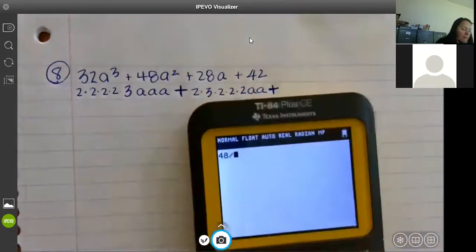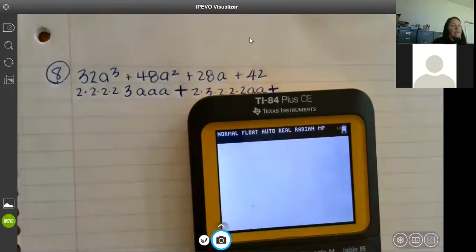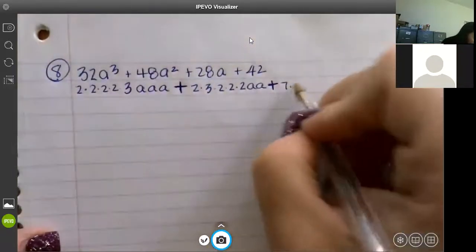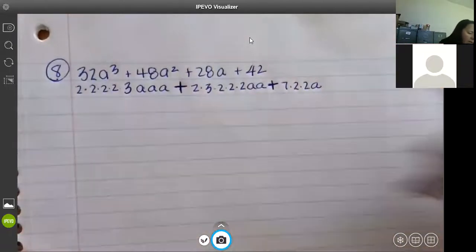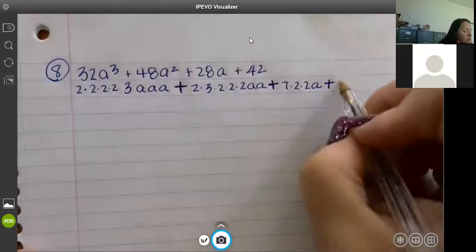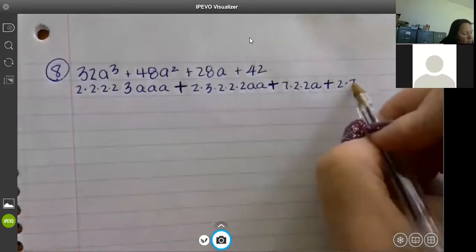What do I know it's divisible by? Somebody said 7 and 4. So 7, 4 is 2 and 2, and there's an a. And then there's 42. Again, it's even, guys. If you need to, divide it by 2. 42 divided by 2 is 2 and 21. What are your factors of 21? 7 and 3.